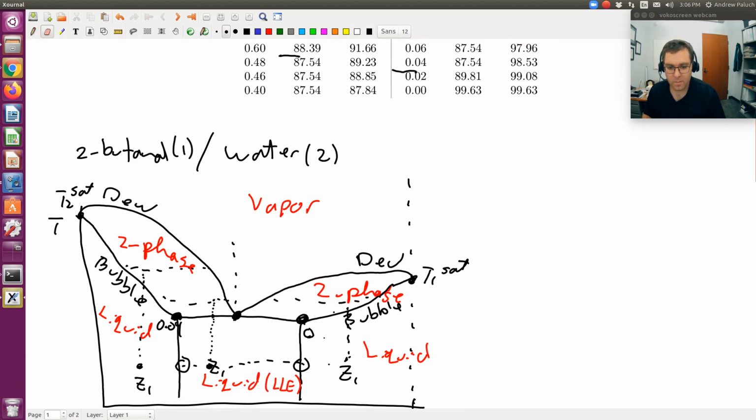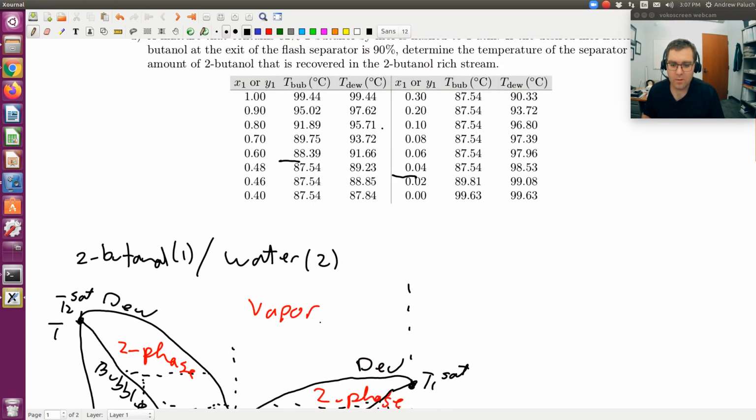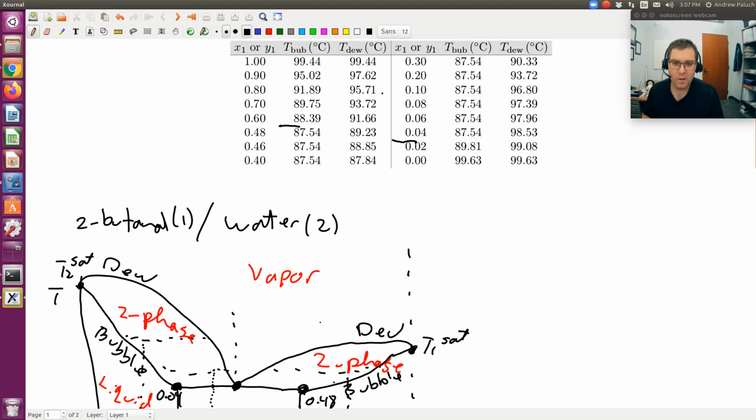So this is 0.48. Come on, stylus. It's got this button on it where if I accidentally click with my thumb, it turns into an eraser. So this is 0.48. And then the azeotrope: where is it? The azeotrope is where my bubble line and dew line pinch, so I'm looking here for where they're the same. And it looks like here I go 87.54, 87.84.